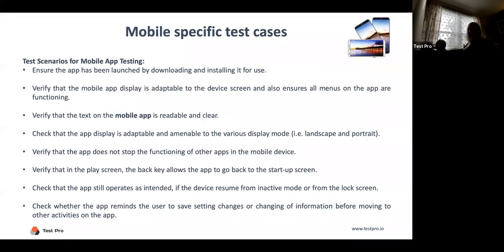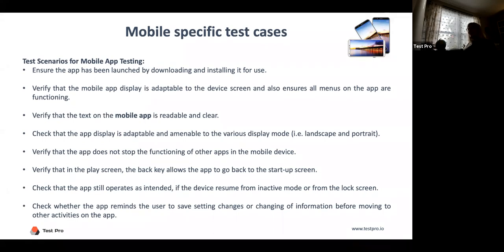Okay, next one. What we're supposed to also ensure when we test the mobile application. So yeah, we're supposed to make sure that the application has been launched by downloading and installing for use. So what does it mean? Once you're downloading from the Apple Store or Google Store, you will be able to use this one. So that's the easy test case, just downloading.